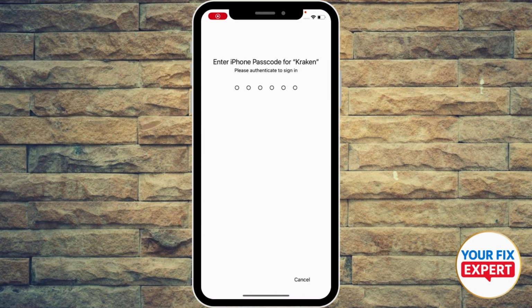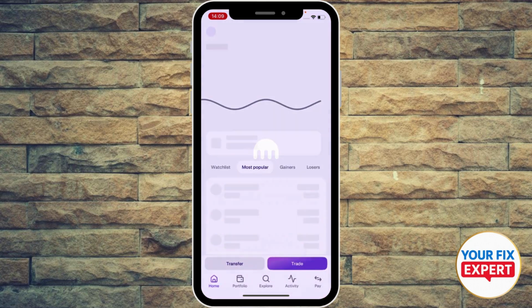Hey guys, what's happening? How to short on Kraken app. So we're gonna go ahead to our Kraken wallet, right?